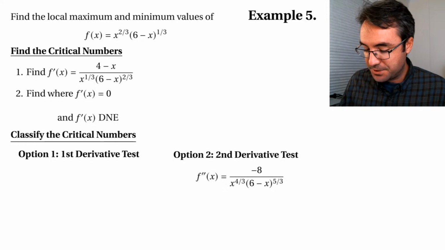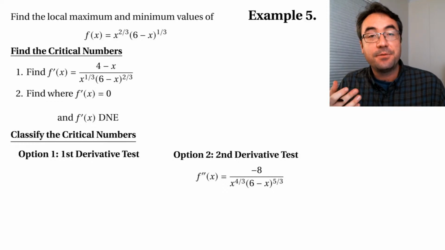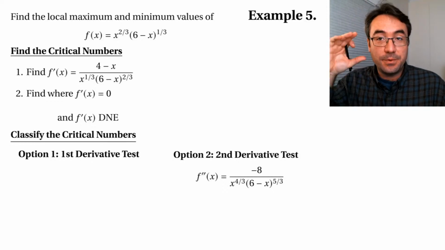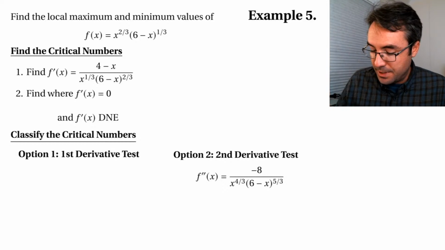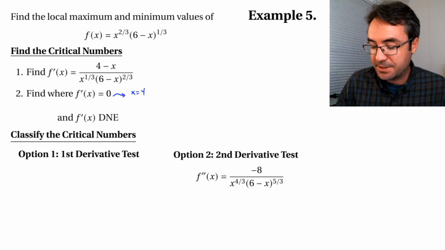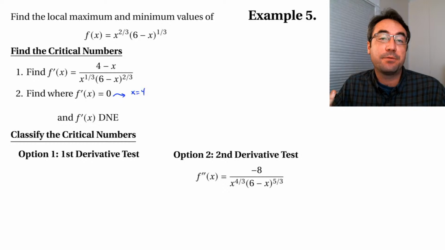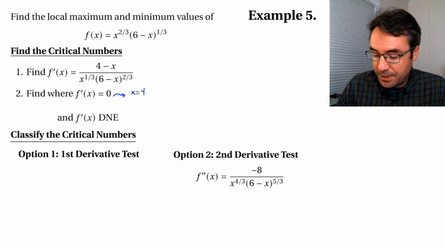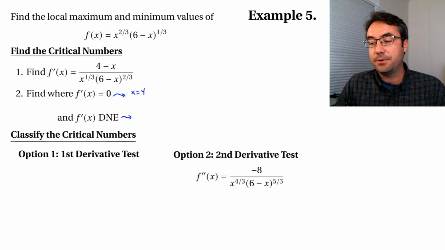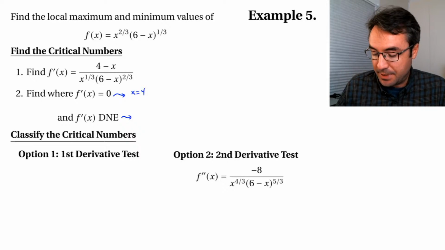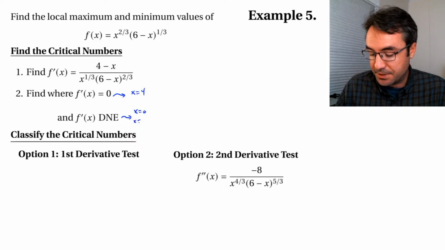So we found the derivative. Figuring out where the derivative was 0, we see that we have a fraction, so that comes down to just where the numerator is 0, and we get x equals 4. And then figuring out where the fraction's undefined, we can look at where the denominator is 0, and that happens at x equals 0 and x equals 6.